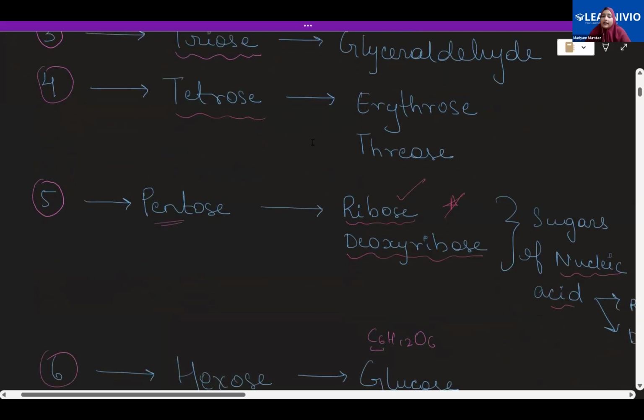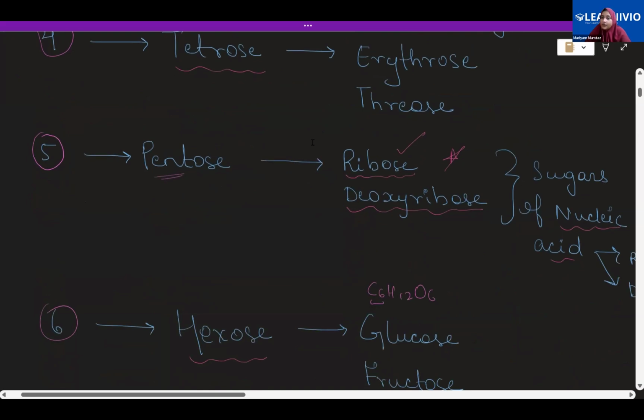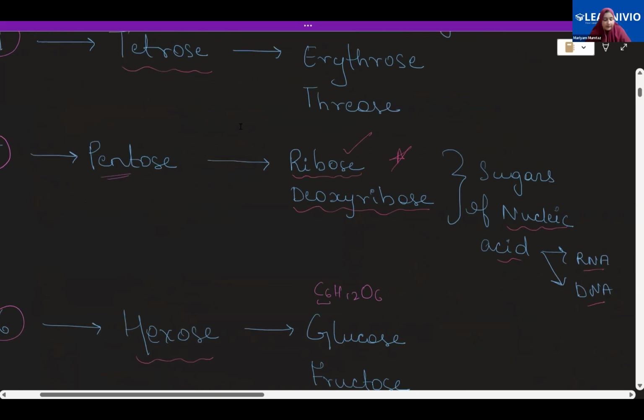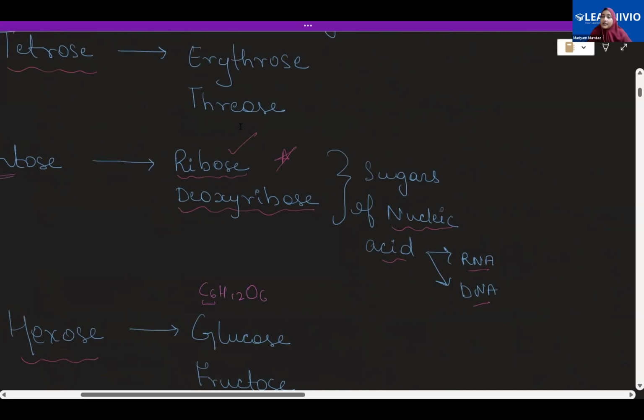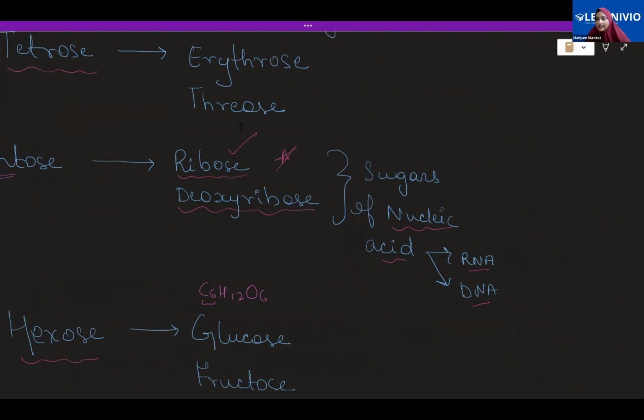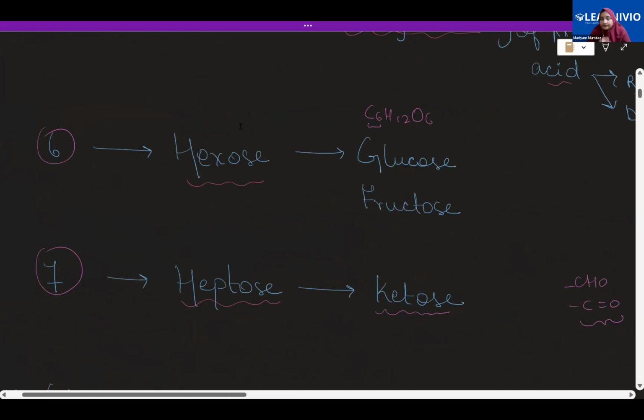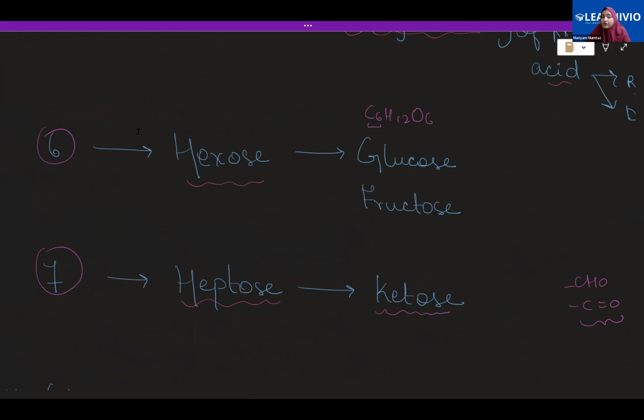Then, when there are 5 carbons present, we call it pentose. The examples of pentose would be ribose and deoxyribose, and these are very, very important because these are the monosaccharides that are found in our nucleic acids such as DNA and RNA. Then, when the carbon number is 6, that molecule is a hexose sugar. Examples of hexose sugar are glucose and fructose, which have 6 carbons in them.